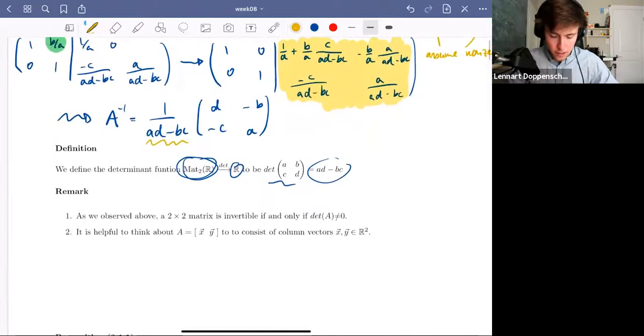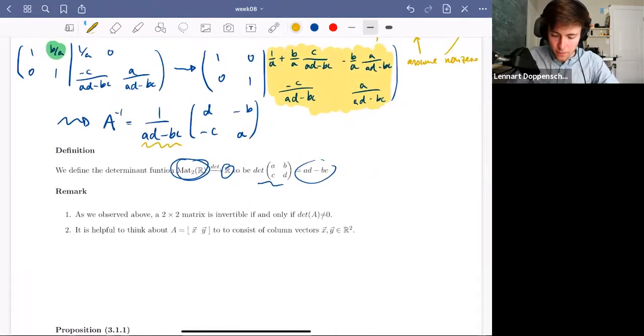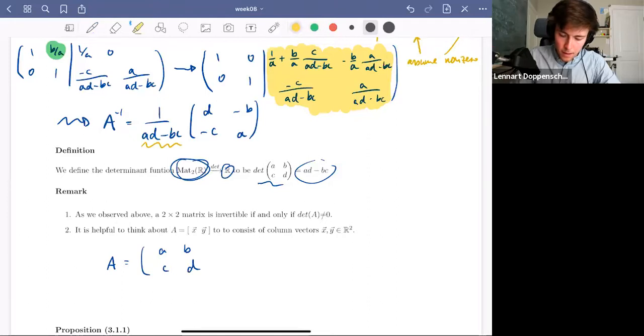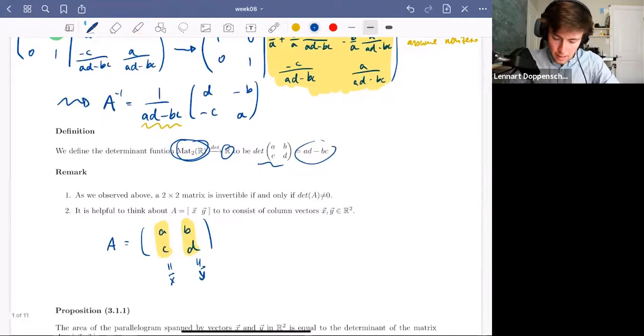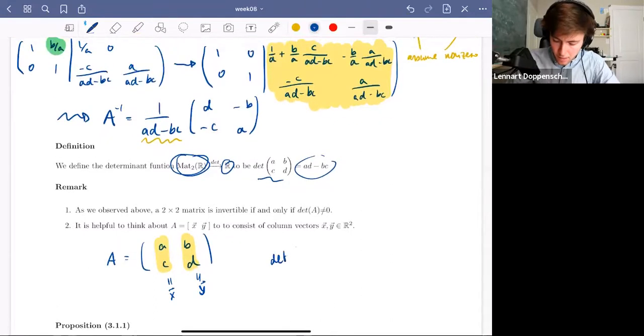And then, for further discussions, let me give you a different way of thinking about this. We can think of a matrix always as its columns. So when you consider this matrix A, B, C, D, then you can just think about these as column vectors. We've done that multiple times before. So this is X and this is Y. Okay, and then you could think of the determinant as a function. So the determinant is a function of the columns.